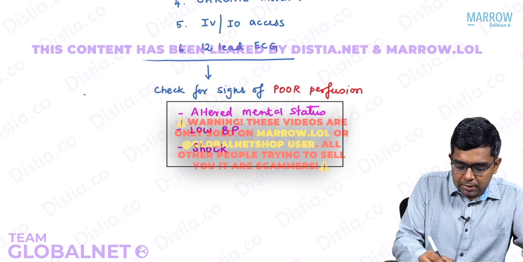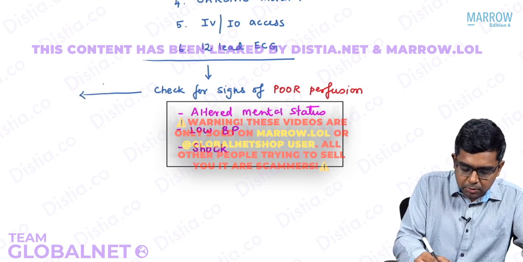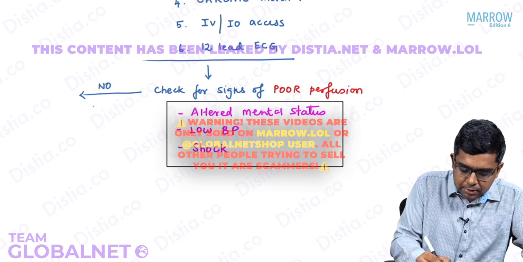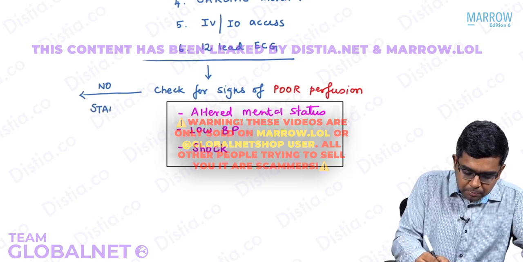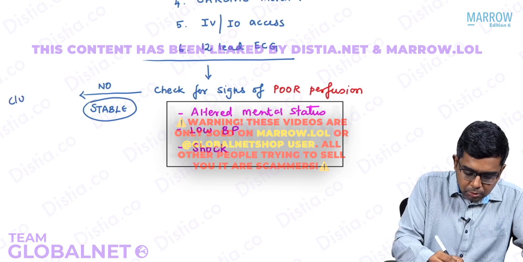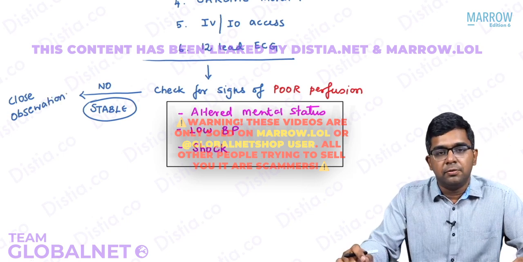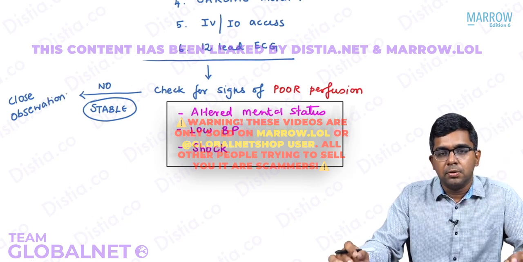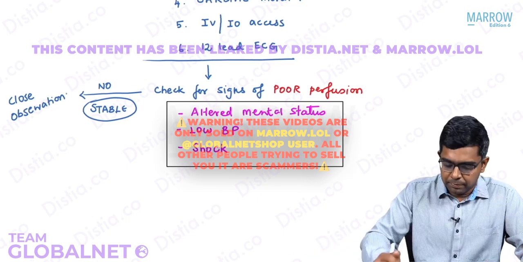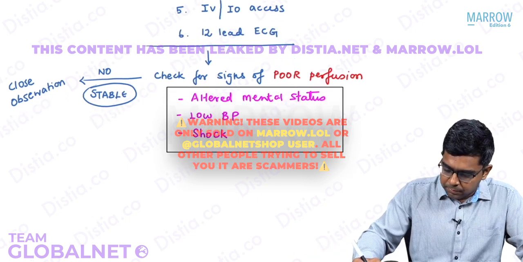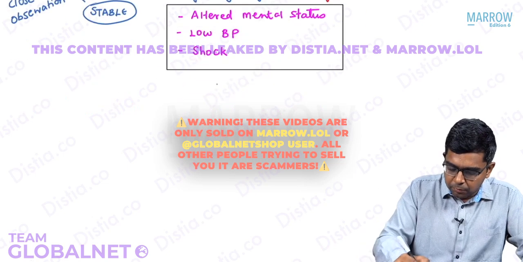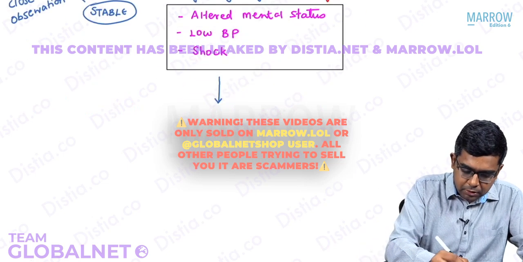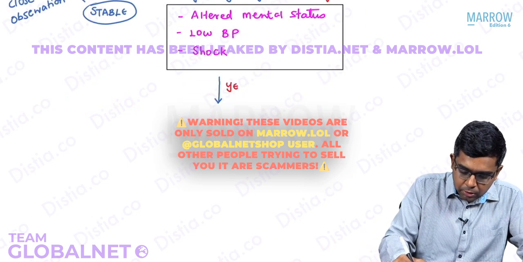Suppose the child doesn't have any of these signs, there are no signs of poor perfusion, or in other words, the child is stable, you need to do close observation of the child. That is all which is recommended. And again, at any point of time, if you can find out a cause, you have to treat it accordingly. That's all. Suppose the child is having signs of poor perfusion. Yes, there are signs of poor perfusion. Then what are you going to do?